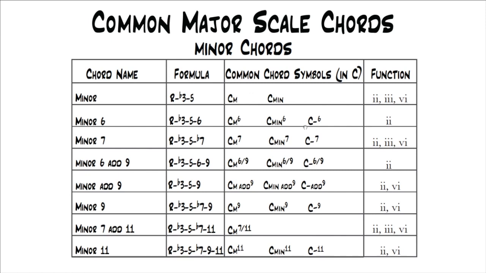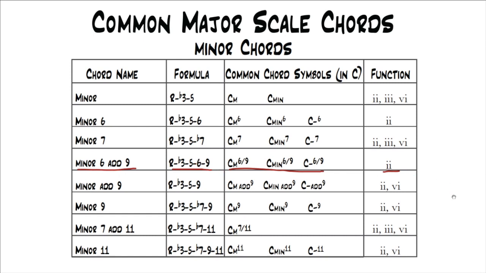So this is the same thing with minor. For example, a minor 6 add 9 is a root, flat 3, 5, 6, 9. These are the common chord symbols. A minor 6 add 9 can only be functioning as a 2 chord in major scale harmony, because the 3 chord and the 6 chord don't work out with these intervals. The 3 chord has a flat 9 and a flat 6, so that wouldn't work out. And a 6 chord has a flat 6, so it wouldn't work out. So that's why it could only be a 2 chord.